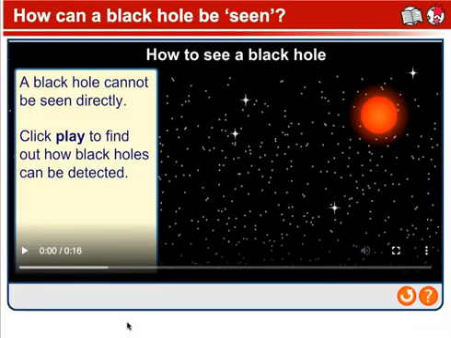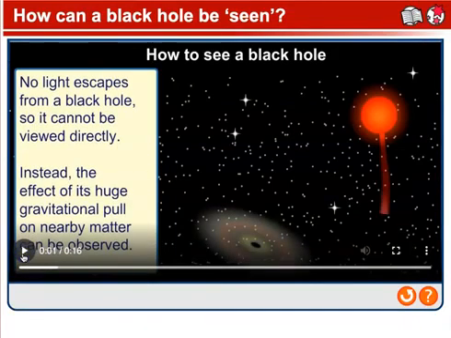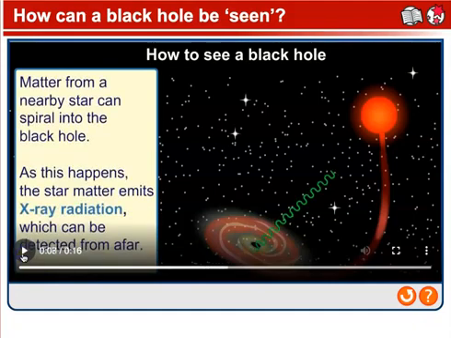So let's look at an animation to help us understand. A black hole cannot be seen directly. No light escapes from a black hole, so it cannot be viewed directly. Instead, the effect of its huge gravitational pull on nearby matter can be observed. Matter from a nearby star can spiral into the black hole. As this happens, the star matter emits X-ray radiation, which can be detected from afar.